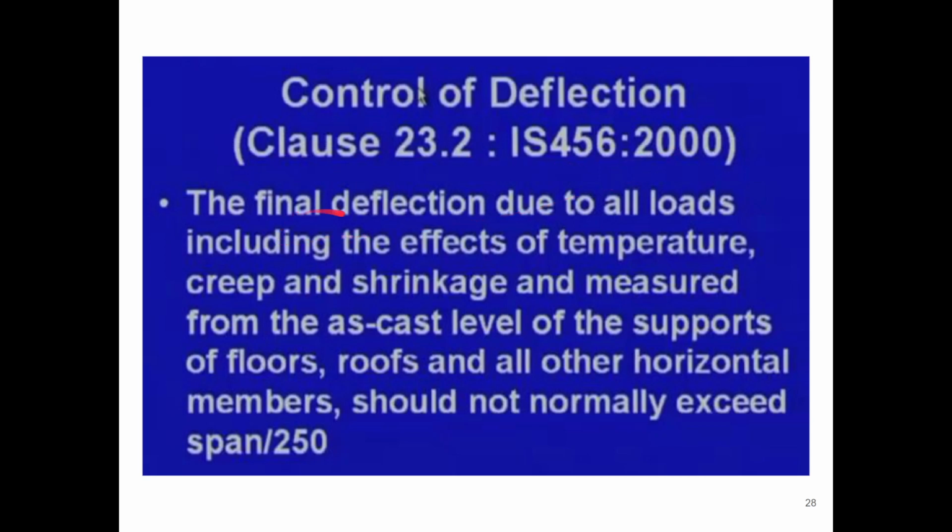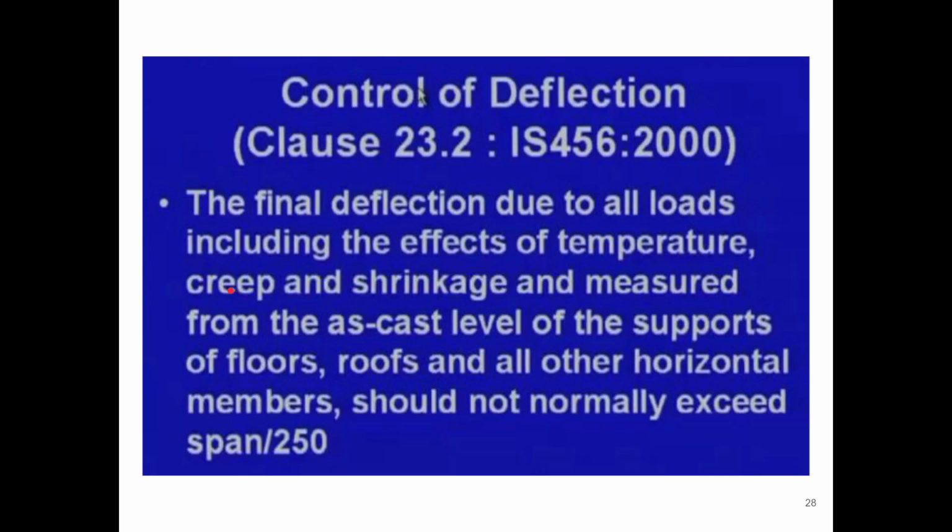The final deflection due to all loads including the effects of temperature, creep and shrinkage, and measured from the as-cast level of the supports of floors, roofs and all other horizontal members should not normally exceed span by 250. So the final deflection due to all loads, including the temperature effect, creep effect, shrinkage effect.